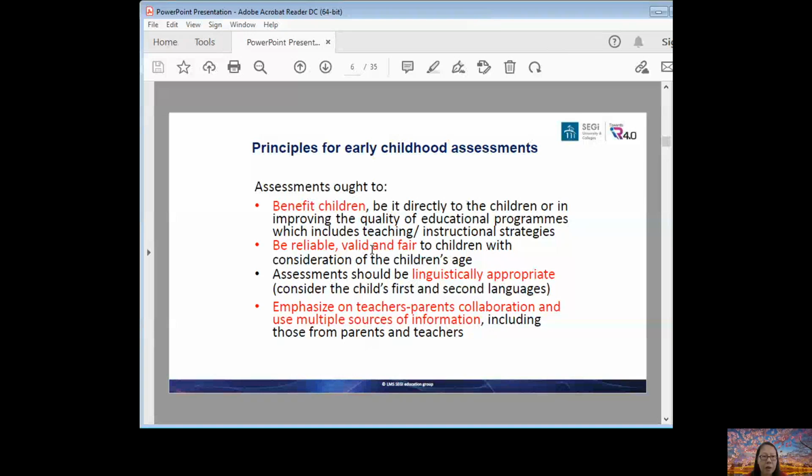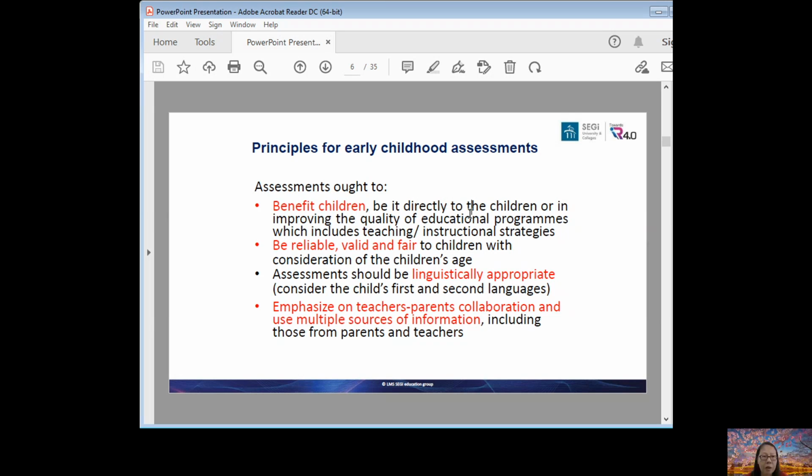Assessment should be linguistically appropriate. What does linguistically appropriate mean? Know what language the child understands. If you ask in a language that the child does not understand, then the evaluation may not be accurate, because the child cannot understand what you say, and may not respond correctly or can't even respond. So eventually your assessment may not be accurate. So we have to speak in a language that the child can understand.